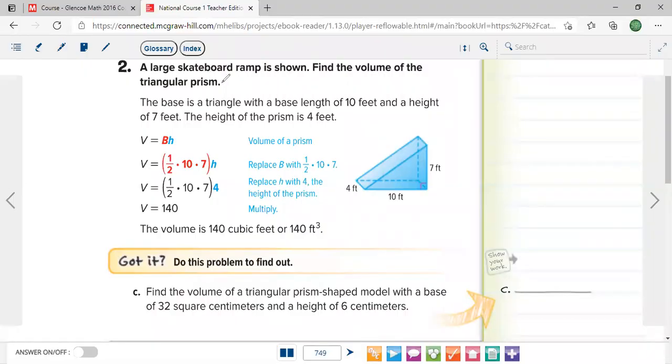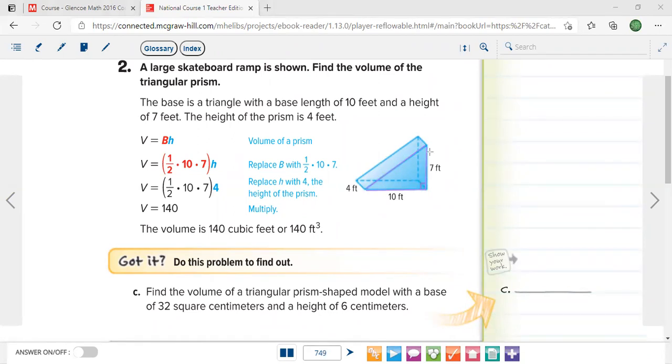A large skateboard ramp is shown. Find the volume of the triangular prism. The base is a triangle. This is a triangle, the base of the prism. Of course, the prism is lying on one of its sides. So we will take the base, which is shaped like a triangle.